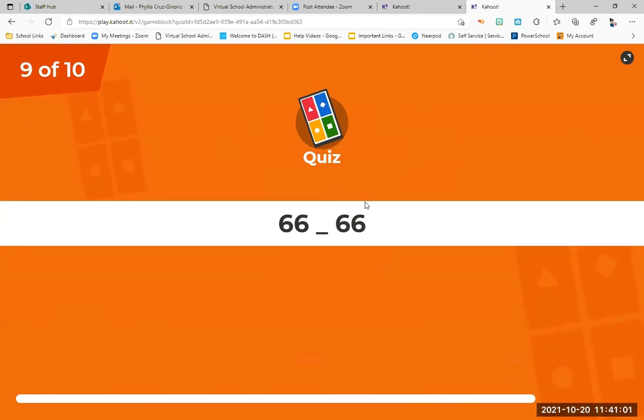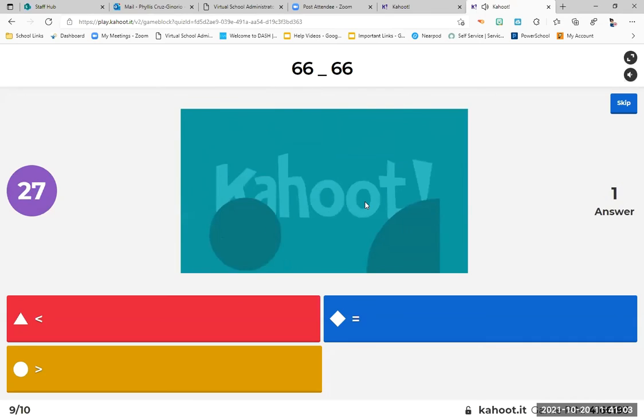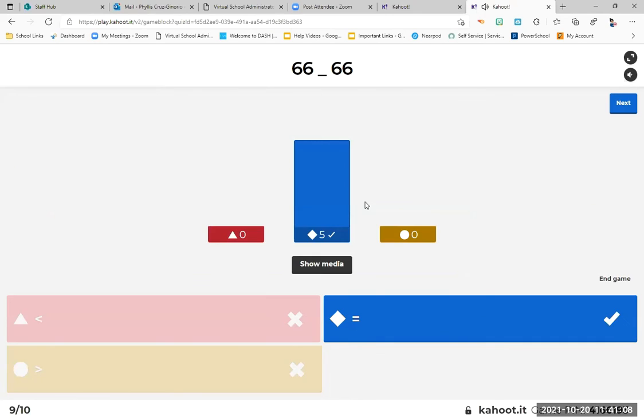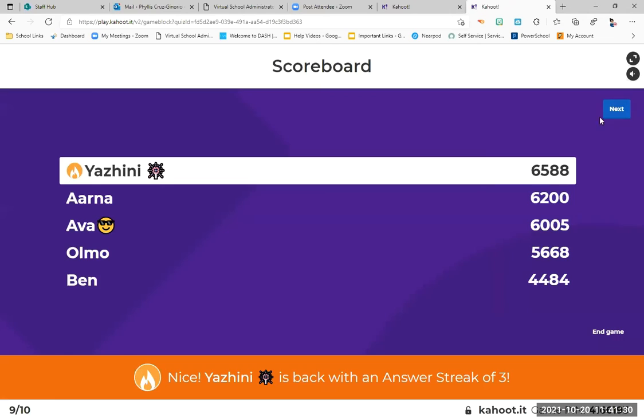Can you do this one? Who's the fastest? Come on, who's the fastest? Can you do it? Yay! Oh my goodness, you guys, your brains are going fabulous. How would we read this? Arna, can you read this to me? 66 is equal to 66. Wonderful. Love it. Last question.